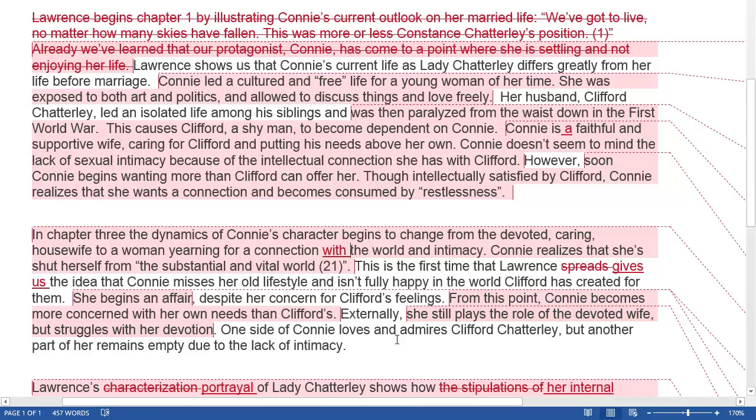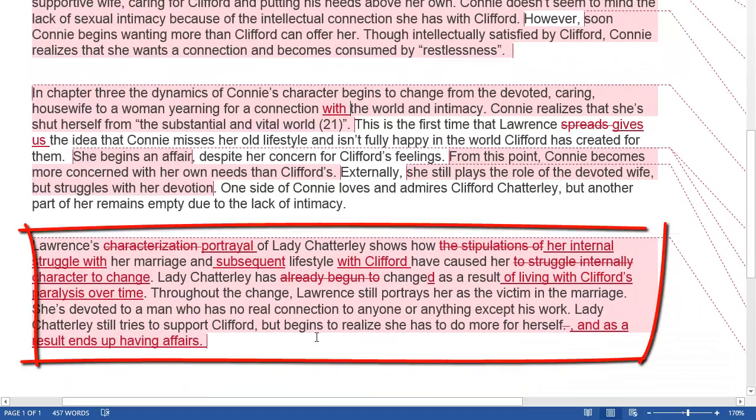So one side of Connie loves and admires Clifford Chatterley, but another part of her remains empty due to the lack of intimacy. Okay, so again, that's the conflict. So all she has to do now is conclude. So you need to sum up what the main idea was and wrap it up.